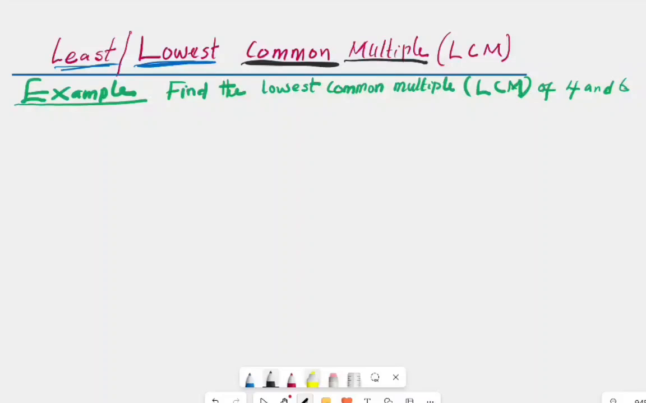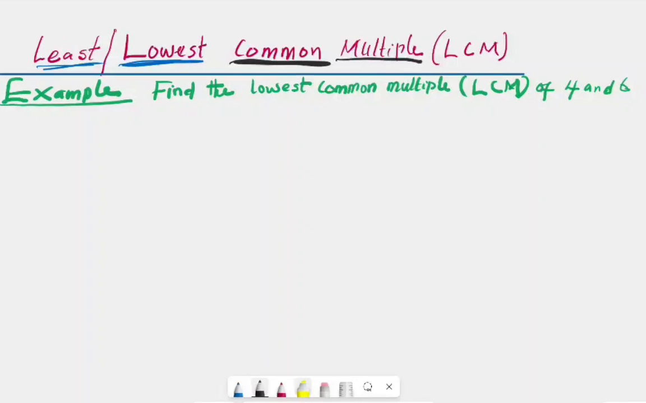Today I will show you different methods of finding the lowest or least common multiples of two or more numbers. Example, find the lowest common multiple of 4 and 6.